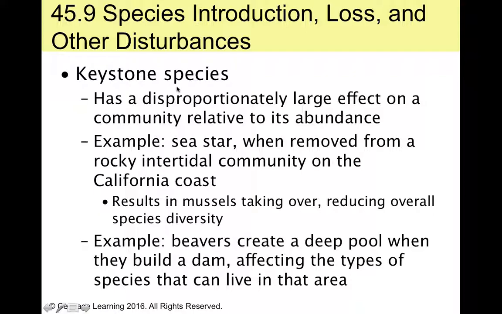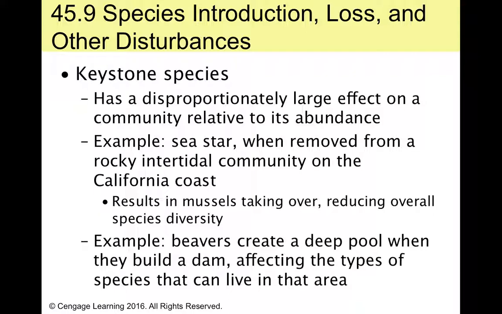And a keystone species is a species that has a disproportionately large effect on a community relative to its abundance. We don't think it should be as important as it ends up being. We've watched the wolf video last chapter, so you guys have seen that example of a keystone species. Another example is a sea star in tidal pools.